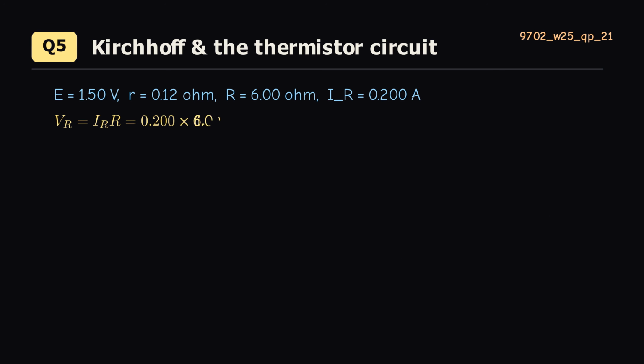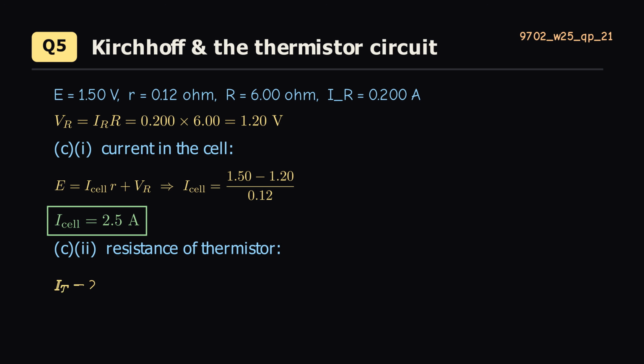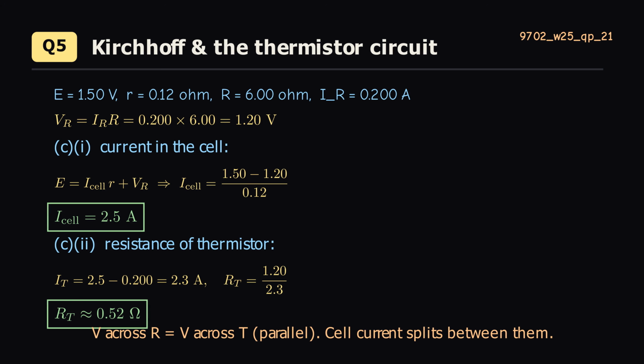Part C. E equals 1.5 volts, r equals 0.12 ohms, R equals 6 ohms, and IR equals 0.2 amps. VR equals IR times R, 1.2 volts. For the cell current, E equals I cell r plus VR, so I cell equals 1.5 minus 1.2, divided by 0.12, which is 2.5 amps.